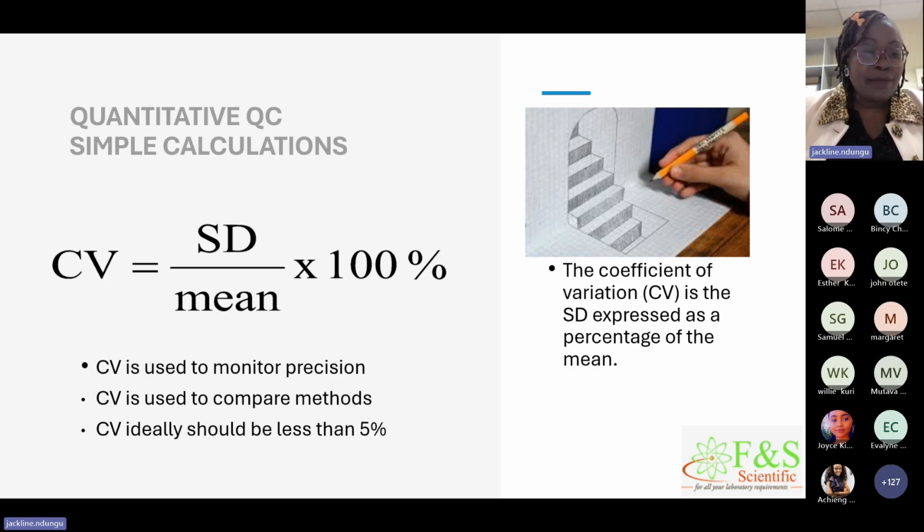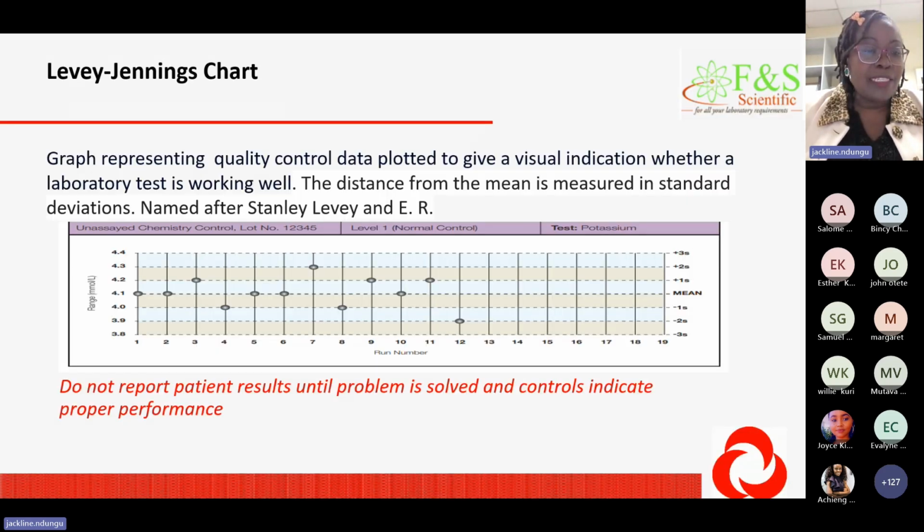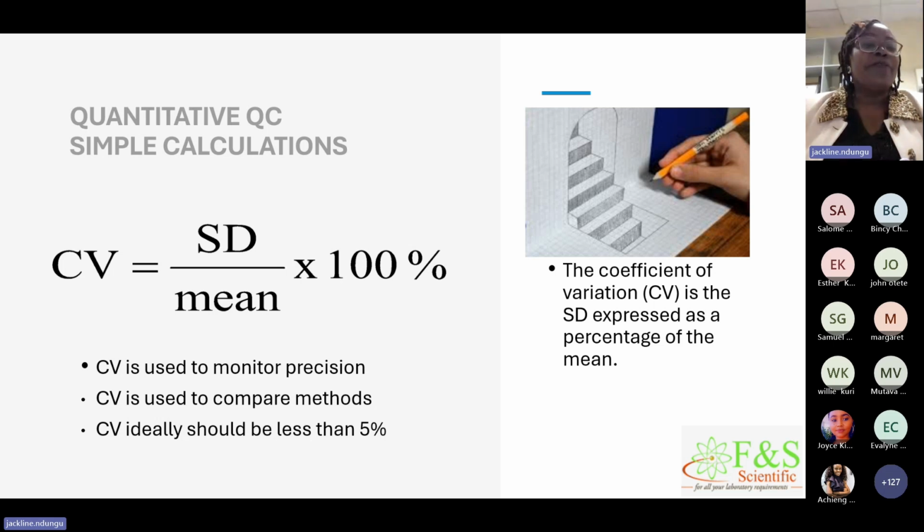I don't know if I put some standard deviation formula. No, I didn't put. So if you do your standard deviation and you get your mean, you're able to get your CV, then you multiply by 100% to get your percentage CV.